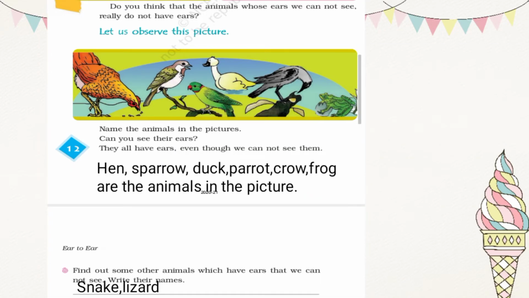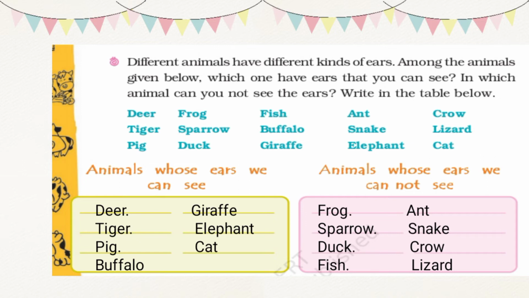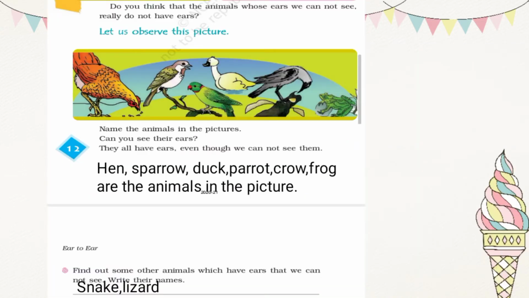So do you think that animals whose ears we cannot see really don't have ears? So we didn't see the ears of frog, sparrow, duck, fish, ant, snake, crow and lizard. Do you think, if we are not able to see their ears, they really have ears? So name the animals in the picture. Can you see their ears? They also have ears even though we cannot see them. Yes, even if we can't see them, they have ears.